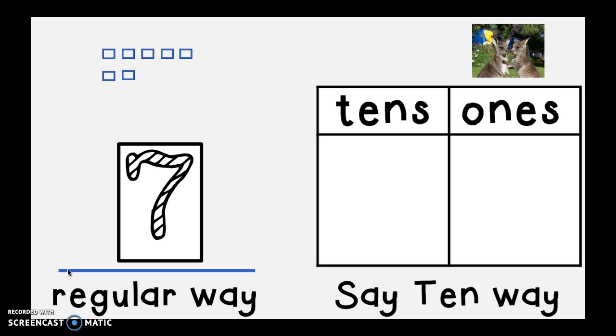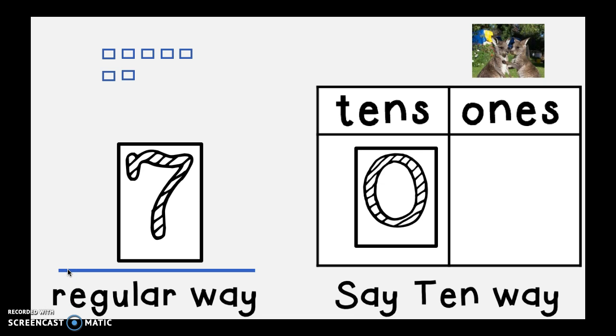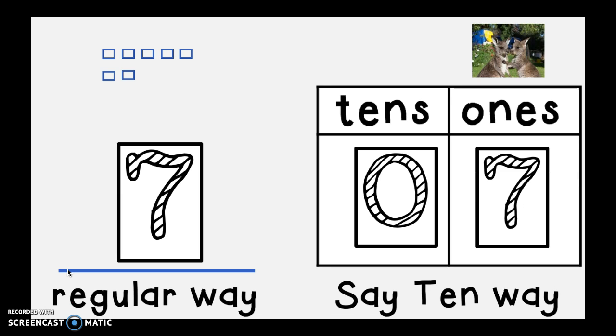Now our say 10 way is a little bit trickier. What do you think I'm going to put in that 10s box? Did you say 0? That is exactly right. There are 0 10s. I don't see any 10 towers there. There are no groups of 10s. So I'm just going to put a 0 there. What am I going to put in the ones? That's right again. 7. So the regular way to say this number would be 7, and the say 10 way would be 0 tens and 7 ones. Man, I cannot get you today.